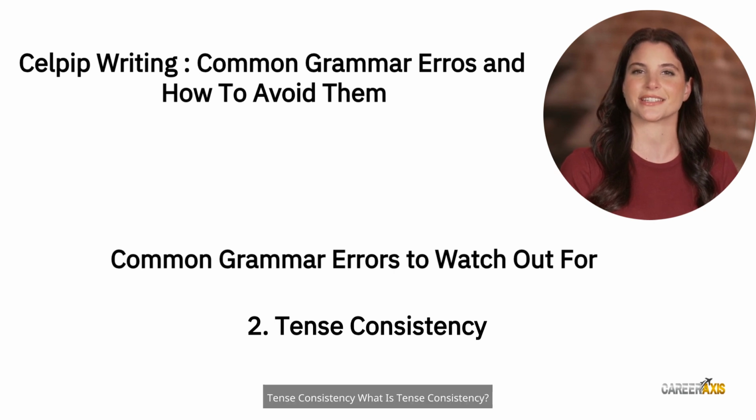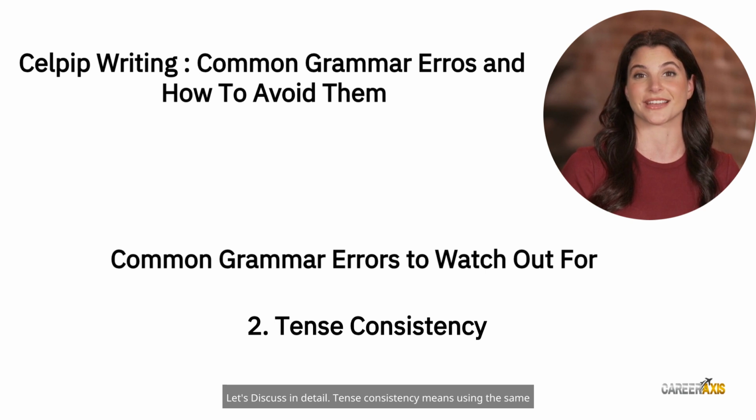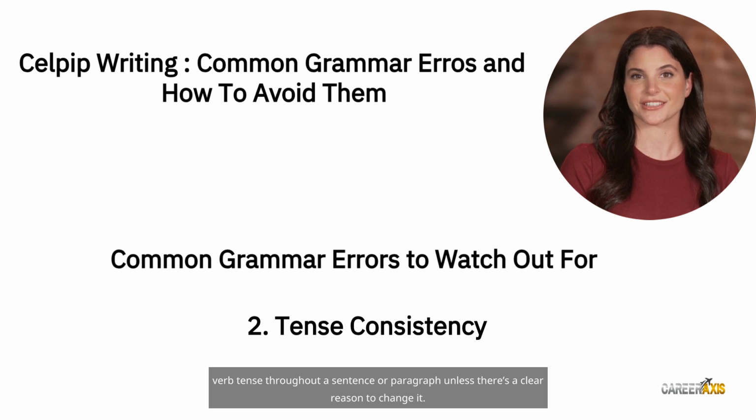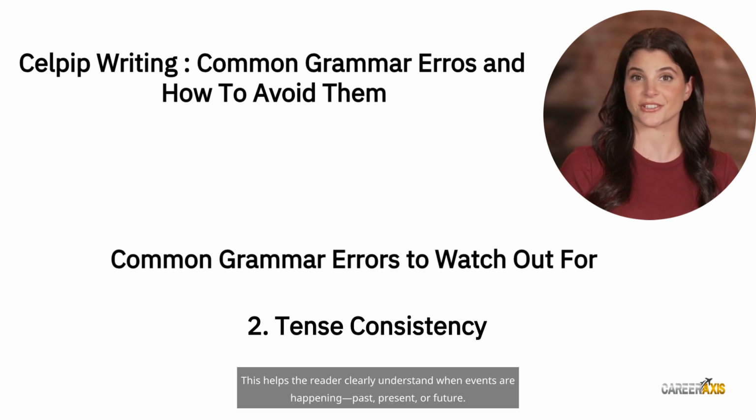2. Tense consistency. What is tense consistency? Let's discuss in detail. Tense consistency means using the same verb tense throughout a sentence or paragraph unless there's a clear reason to change it. This helps the reader clearly understand when events are happening: past, present, or future.